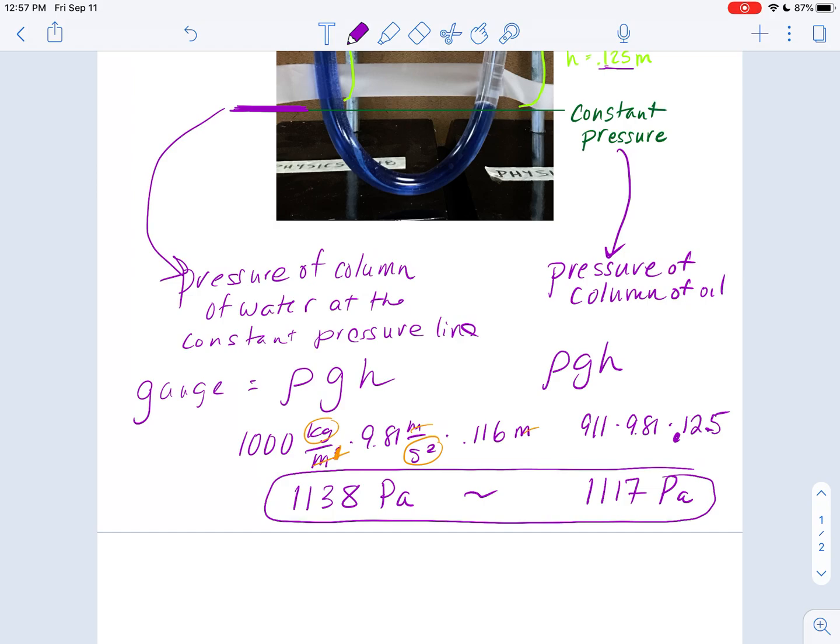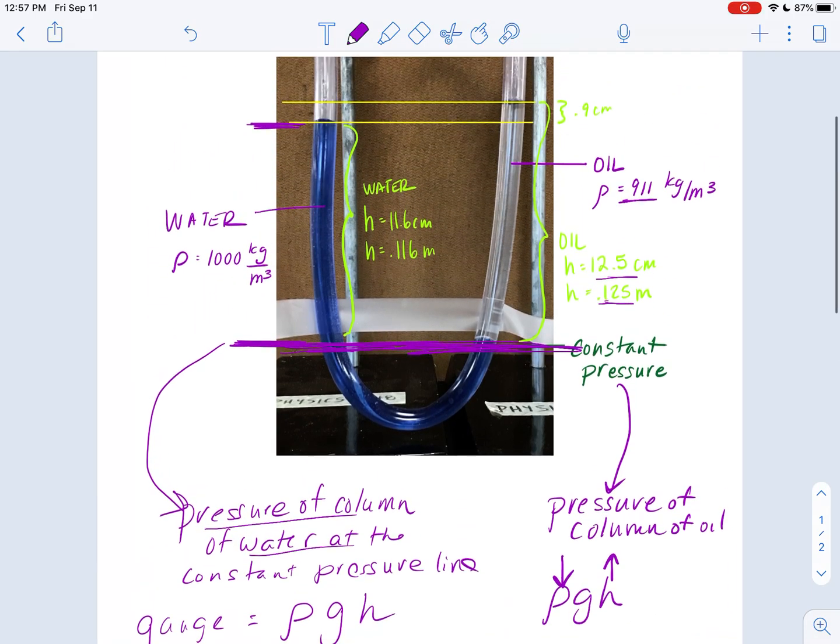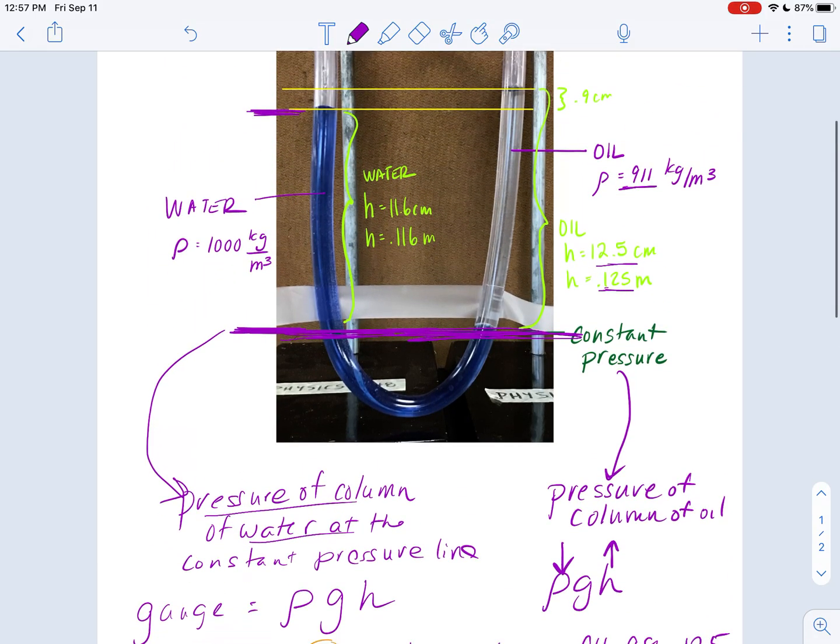So this was an experiment that I did with materials in the classroom. These are supposed to be the same. The pressure of the column of water at this line, this line that I just made purple, should be the same as the pressure of the column of oil. And when the density goes down, the height has to go up in order to keep that gauge pressure constant. And that's the big idea behind the U-shaped tube with water and oil.